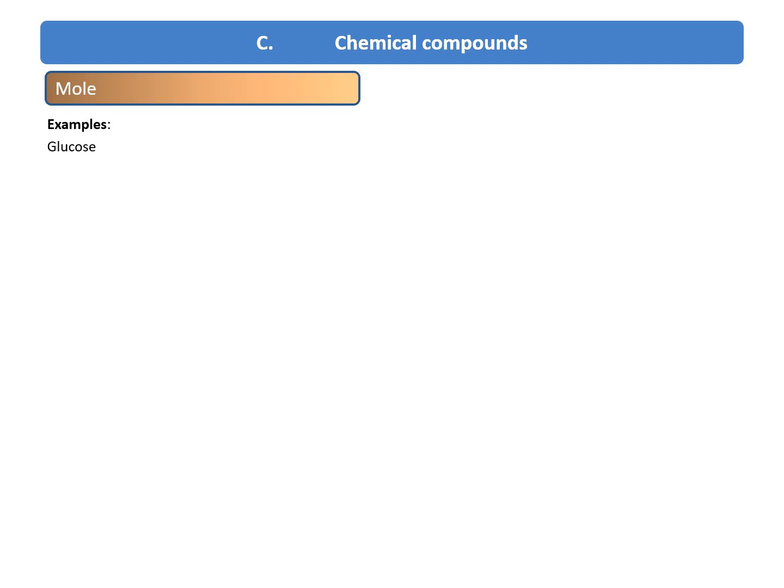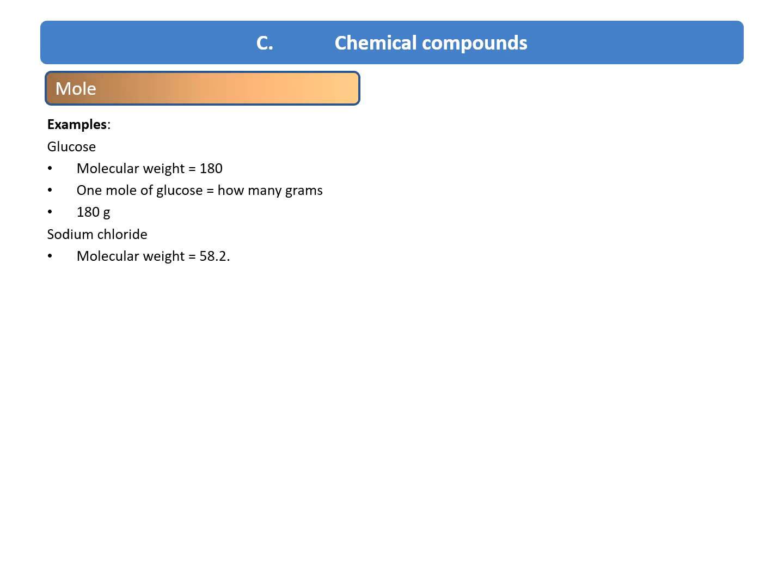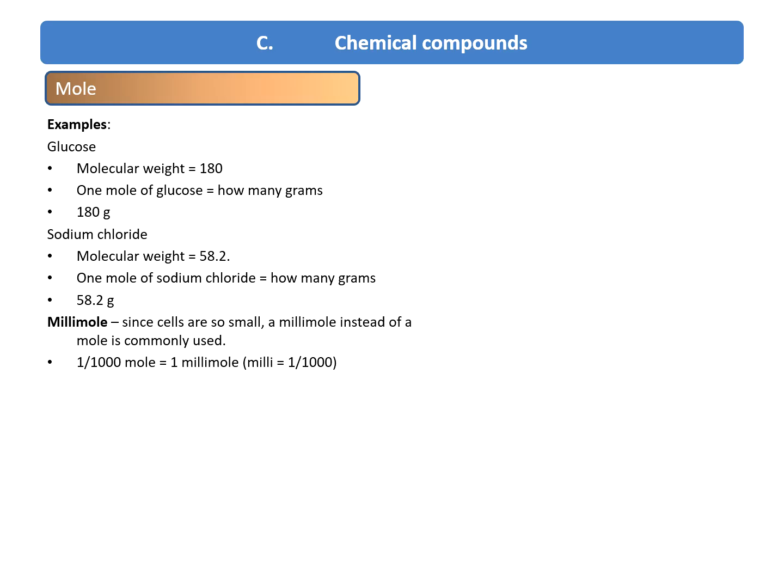Here are some examples of mole. Take glucose. The molecular weight of glucose, as we said, is 180. One mole of glucose is how many grams? 180 grams. Sodium chloride. The molecular weight is 58.2. One mole of sodium chloride is how many grams? 58.2 grams. Since cells are so small, we use 1/1000th of a mole, called a millimole.